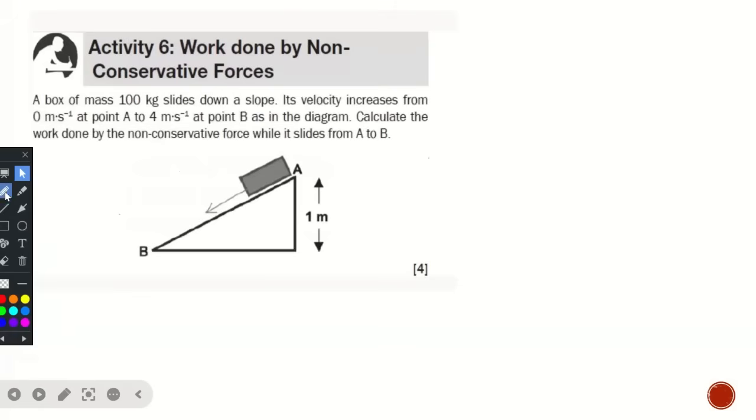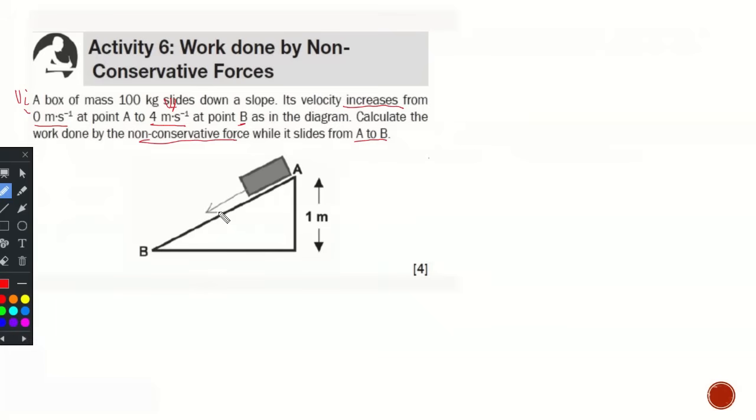So this is an extract from your Mind the Gap. It says a box of mass 100 kg slides down a slope. Its velocity increases from 0 meters per second, so this is V initial at point A, to 4 meters per second at point B, so this is velocity final. As shown in the diagram, calculate the work done by the non-conservative force while it slides from A to B, right? Now, what is this non-conservative force that they're talking about?